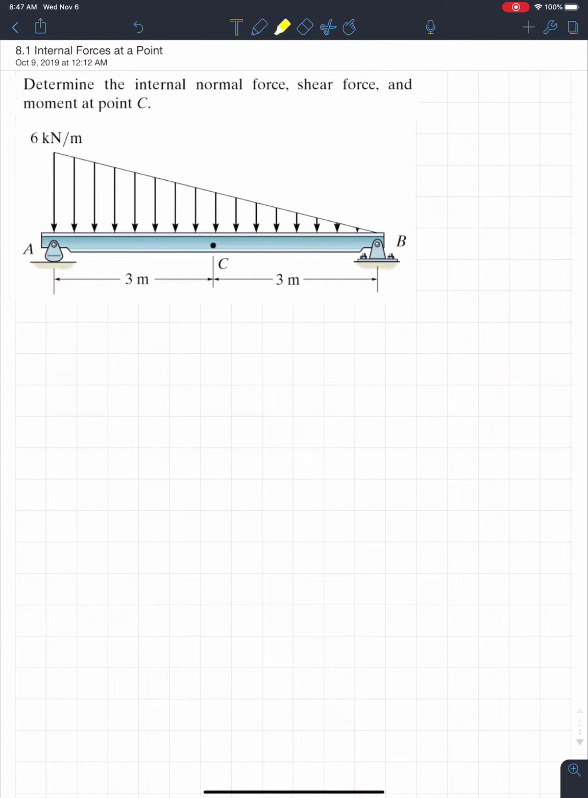Alrighty, so looking at this example, it would like us to determine the internal forces. So the internal normal force, the internal shear force, and internal moment at point C. So before we get into this, it's actually kind of a simple question, as you guys will see, with one little trick. We got to discuss what internal forces are. And the best way to describe it is what you've already done, and that is trusses.